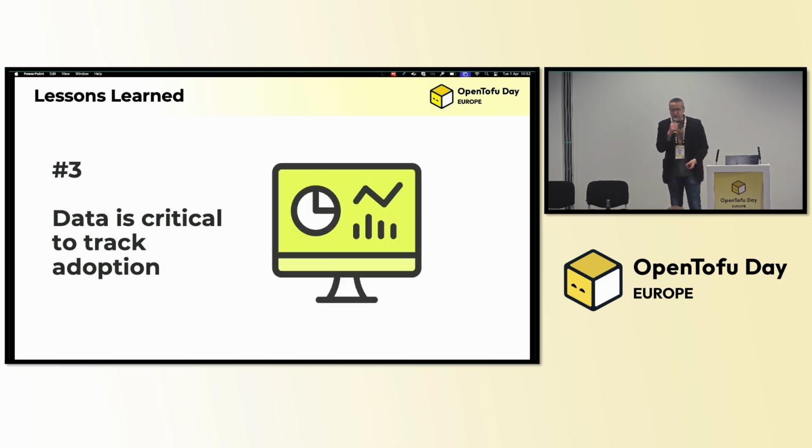Okay, and finally, data is key. Track progress, work with your trusted partners, be transparent with that data and set yourself up for success in the migration.